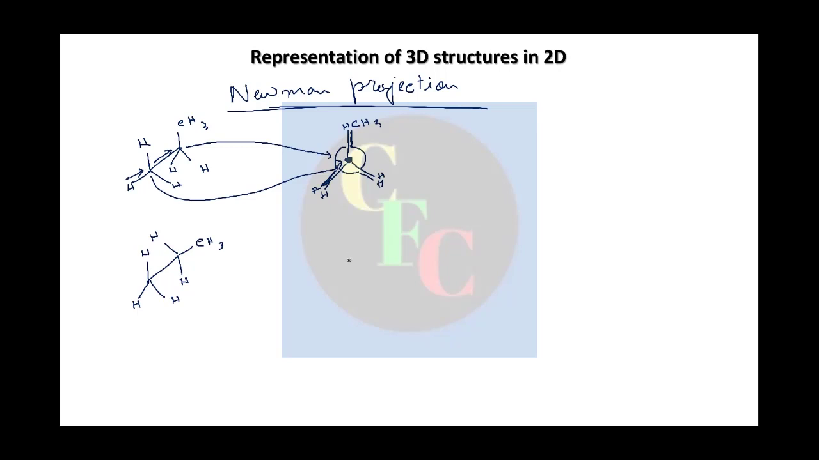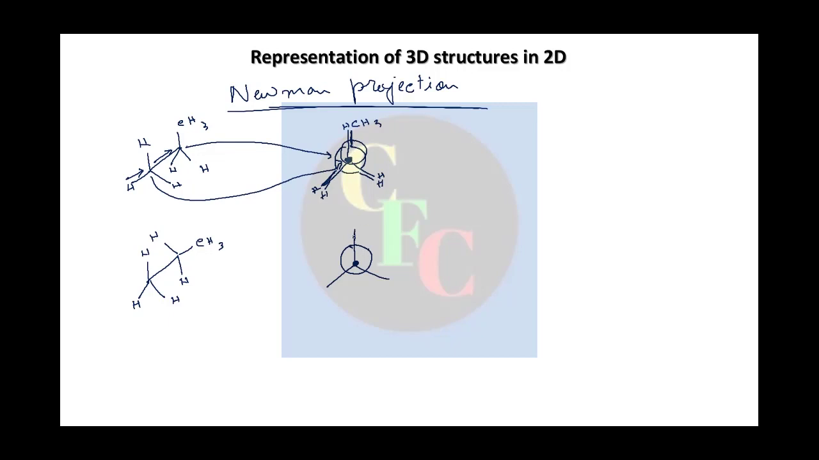What will the staggered one be? Again we follow the same rule. We draw the bonds of the front carbon first. Now the bonds of the carbon behind will start from the circumference of the circle. You do not draw them from the center, as I have drawn it. See, here also I have drawn it here. It has not started from the center, right? It has started from the circumference.